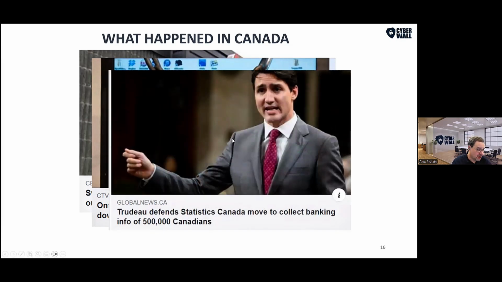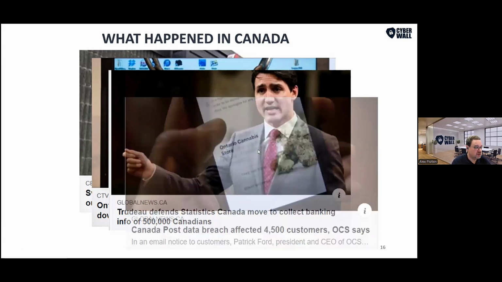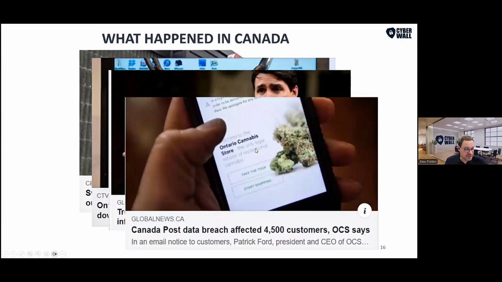Trudeau, our prime minister, tried to collect banking information on 500,000 Canadians, which was considered a privacy breach by every single Senate member. Canada Post: for those of you in the United States, you probably don't know, but the biggest drug dealer in the world is actually Canada Post.